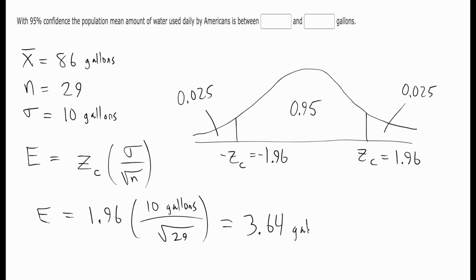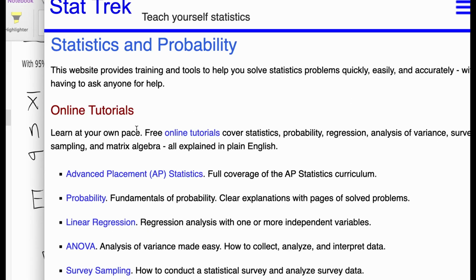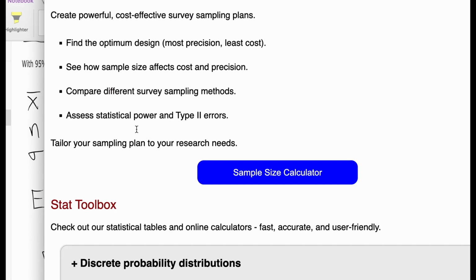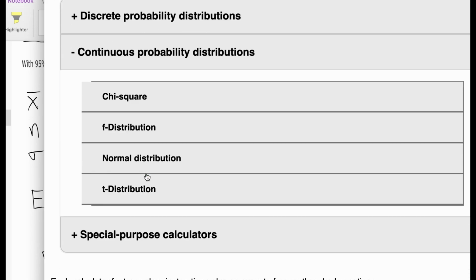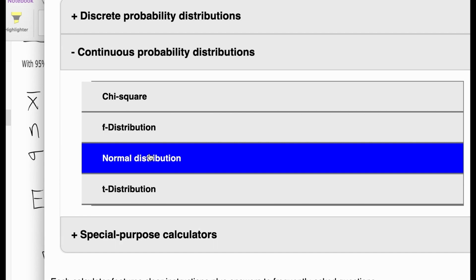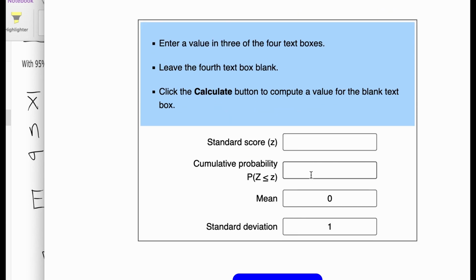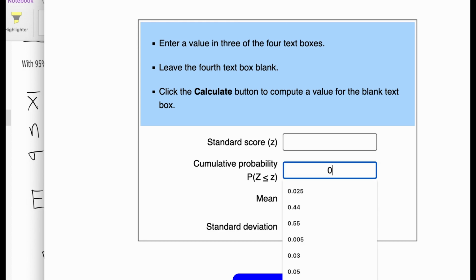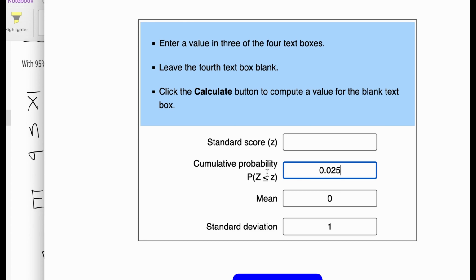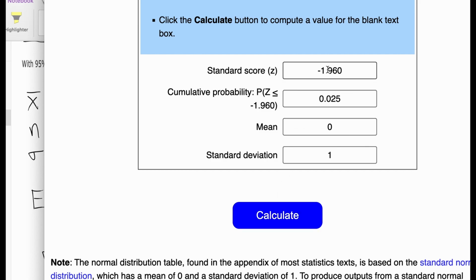Now, if you didn't have the access to the TI-84, you could use StatTrak just as easily to get that Z. Alright, in StatTrak, we'll go to continuous probability distribution. We'll go to normal distribution. For your cumulative probability, put a 0.025, which is the area of the tail. Hit calculate, and that's a way we can get the negative 1.96.